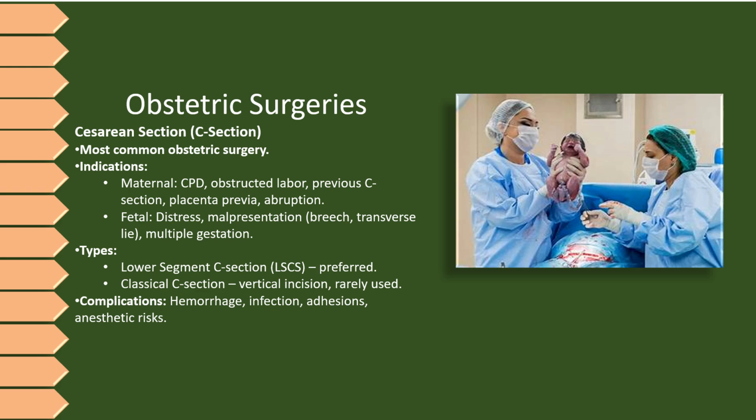There are two main types: the lower segment cesarean section, which is the most preferred method, and the classical C-section, which involves a vertical incision and is rarely used. It is just like a laparotomy. Of course, like any other surgery, it carries risk, including hemorrhage, infection, adhesions, and anesthetic complications. Despite these risks, it is often a life-saving procedure for both mother and baby.